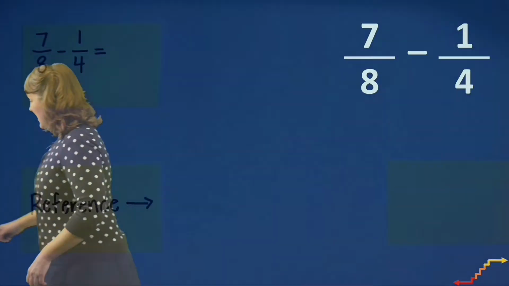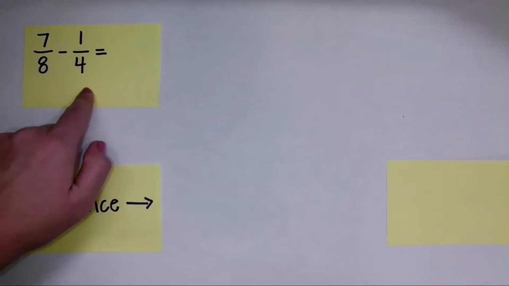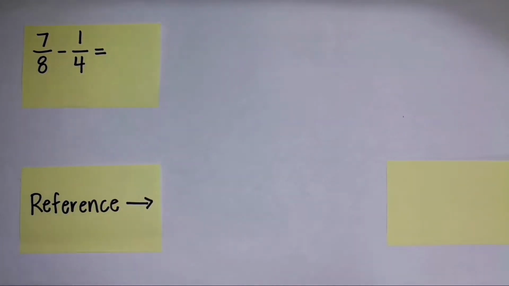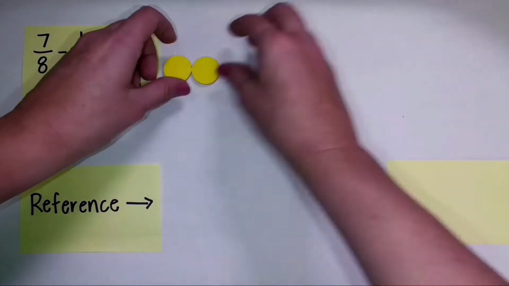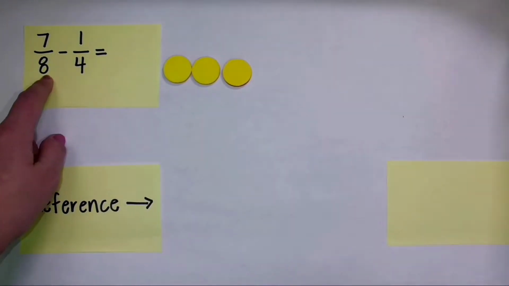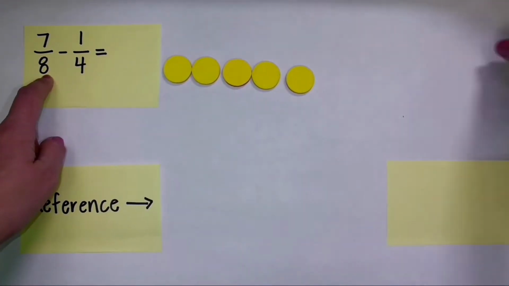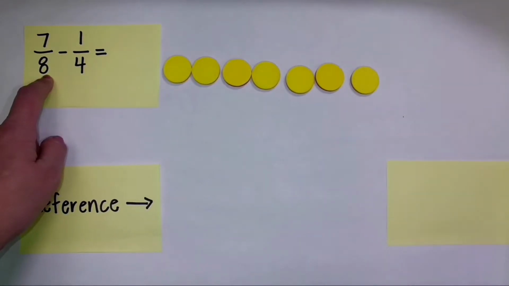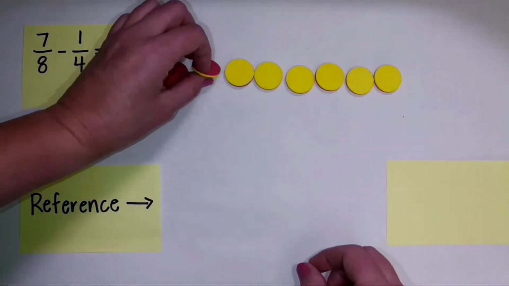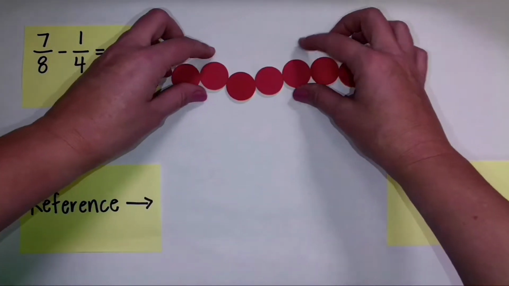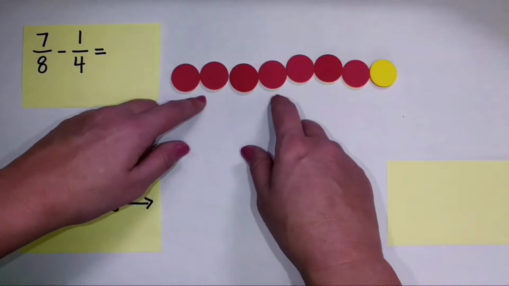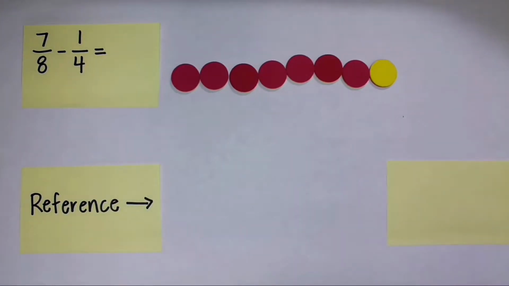So let's see how we can use our two color counters to help us solve this problem. So we have the problem 7/8 minus 1/4, and I have it written here in the abstract form, so we always remember what problem we are solving. And I'm going to start with 7/8, which means I'm going to get a set with 8 equal parts, and then I'm going to show 7 of those 8 parts. And so I just quickly flip these over. So here I have a set where 7 of the 8 parts are red. So this fraction represents 7/8.